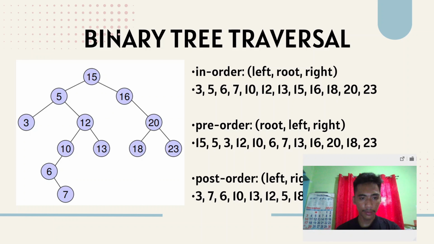The third and last is post-order traversal: left, right, and root. The sequence is 3, 7, 6, 10, 13, 12, 5, 18, 23, 20, 16, and 15. In post-order traversal, the left and right branches of each subtree are printed first, and then the root is printed. This sequence is commonly used in expression trees and for freeing memory and deletion operations.